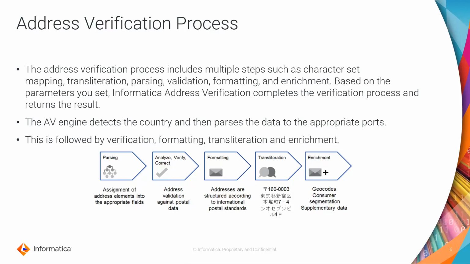This is then followed by the transliteration process. Again, this transliteration and translation depends on the parameters that are set for the script and the preferred language. Finally, post the transliteration, if the enrichment options are enabled, then the addresses are further enriched with details of geocodes, cameo, supplementary, and other information based on the country. So this is how the address verification process works from the input till the output.